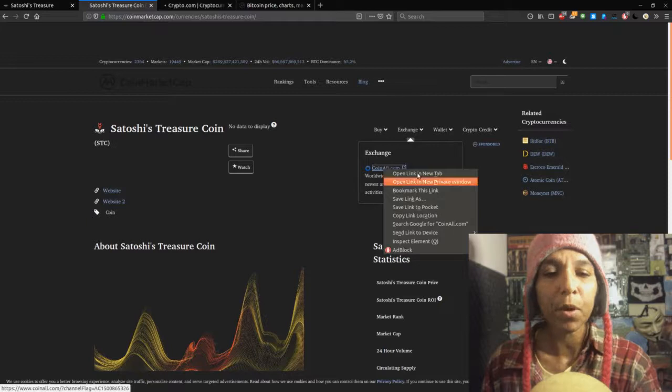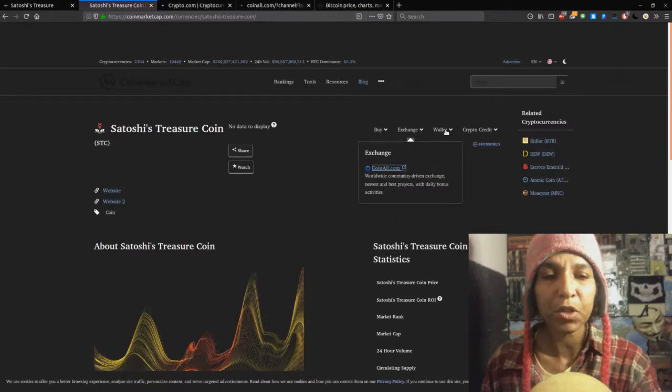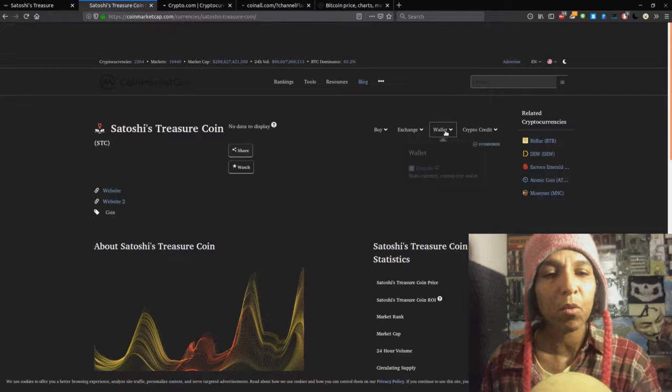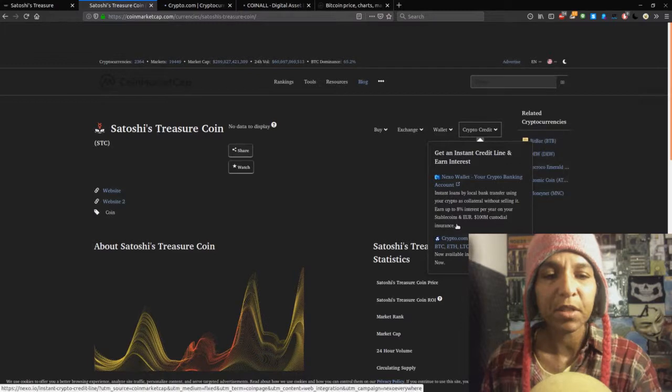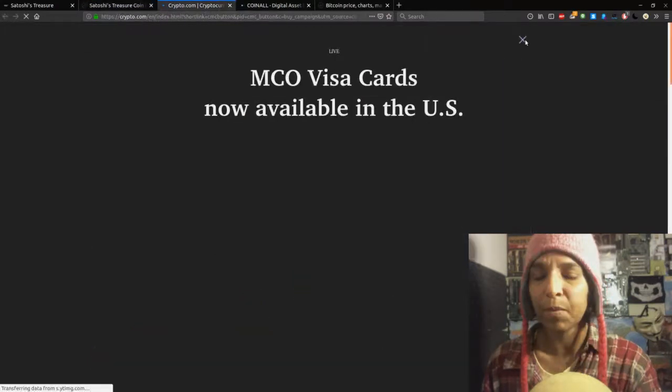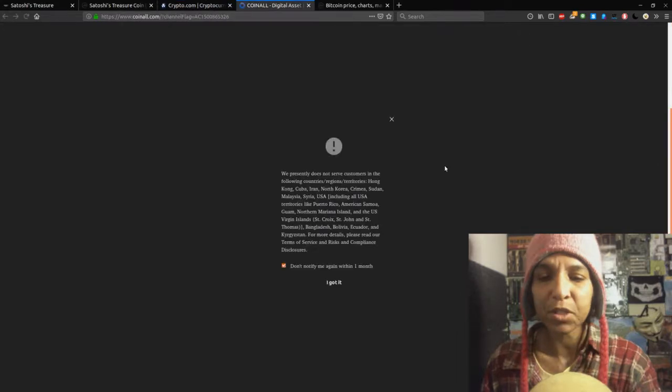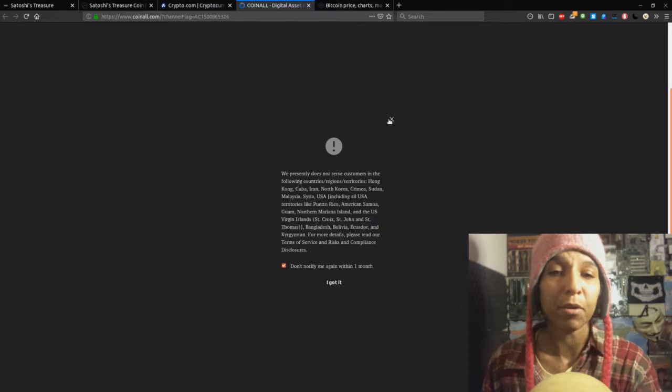CoinAll, which is an exchange, Wallet, Gradia, these are actual legit companies and places, Get Instant Credit Line and Interest, Nexo Wallet, Crypto.com again. The thing with CoinAll Digital Asset Exchange, right here, you can't be a U.S. citizen or in the territories, and it lists all of the places that you basically can't be a customer of. And we're really starting to see a lot of that with a lot of these different exchanges.